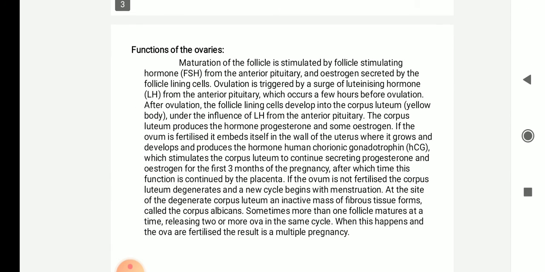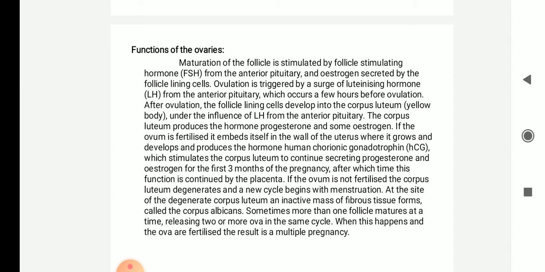Coming to the functions of the ovaries, maturation of the follicle is stimulated by follicle stimulating hormone secreted from the anterior pituitary and estrogen secreted from the follicle lining cells. Ovulation is triggered by a surge of luteinizing hormone from the anterior pituitary, which occurs a few hours before ovulation. After ovulation, the follicle lining cells develop into the corpus luteum, the yellow body, under the influence of luteinizing hormone. The corpus luteum produces the hormone progesterone and some estrogen.